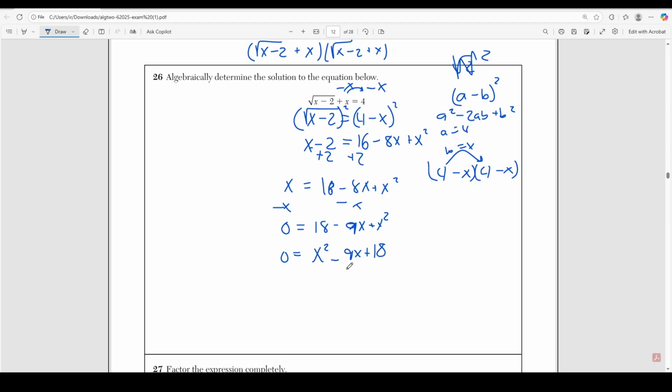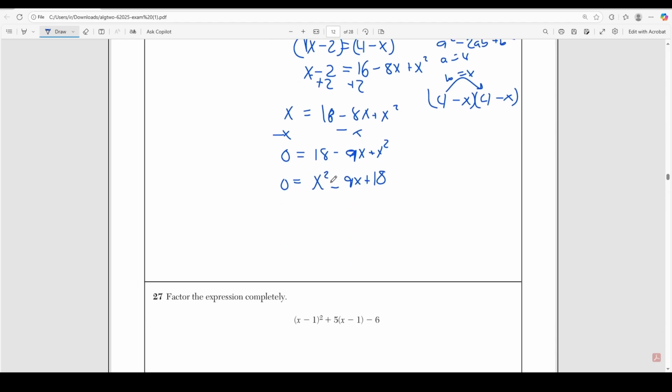And now I can go ahead and factor this out, right? So remember, you always just write x squared in the front, okay? Now I'm looking for two numbers that multiply into a positive 18, but add into negative 9. And those two numbers are going to be negative 3 and negative 6. Negative 3 times negative 6 is equal to positive 18, but negative 3 plus negative 6 is equal to negative 9, okay? So now I can write that 0 is equal to x squared minus 3x minus 6x plus 18. And from here I can factor this out.